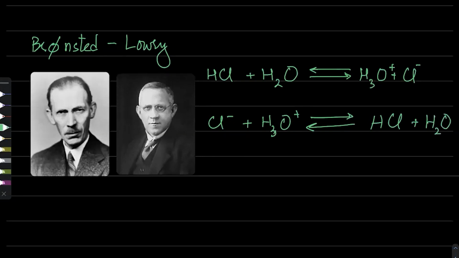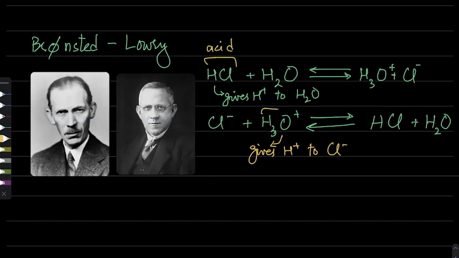Can't we argue that in equation number one, the equation above, HCl gives H positive to water? And in the second equation, hydronium gives H positive to chloride. We can, right? So what's actually happening is that when acid reacts with something, it does not just give H positive to that. The other thing also accepts it. And all we are doing now is that if this is acid in the forward reaction, this is acid in the backward reaction. And we can say that base is not something that gives OH negative. Base is something that accepts H positive.